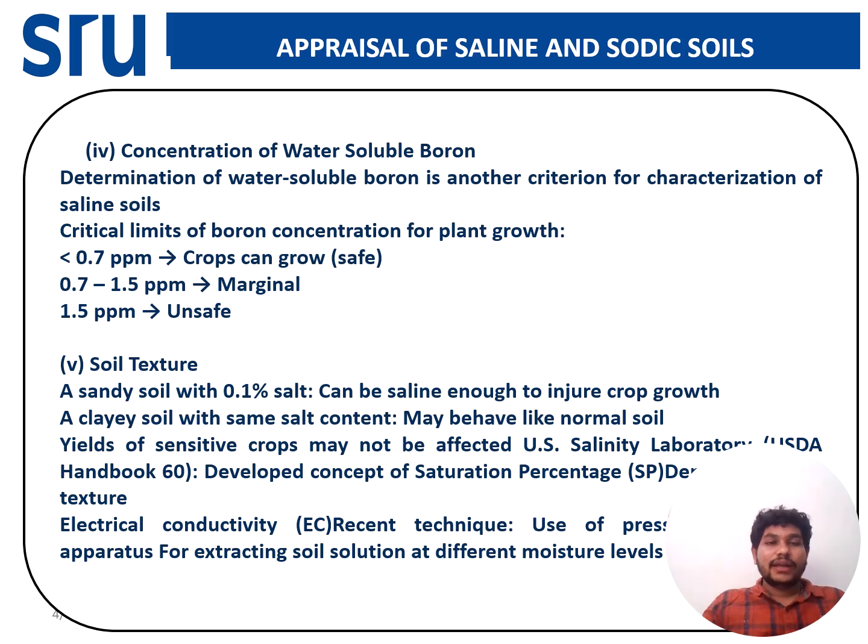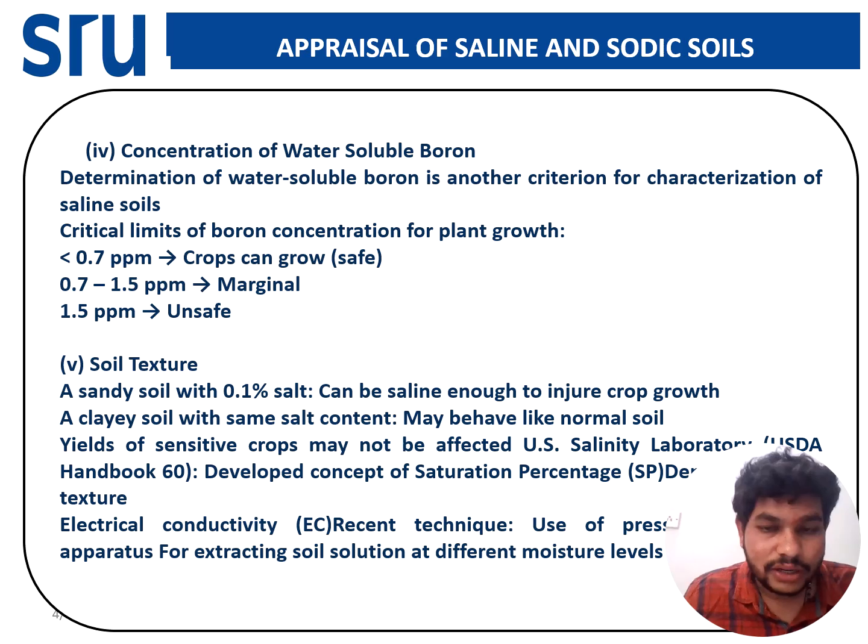Then another criterion used to characterize saline soil is the concentration of water soluble boron. The critical limit of boron for safe plant growth: if the boron is less than 0.7 ppm, the crop can grow well. If it is 0.7 to 1.5 ppm, the crop will be affected. If the boron concentration is 1.5 ppm or more, then the soil is unsafe.